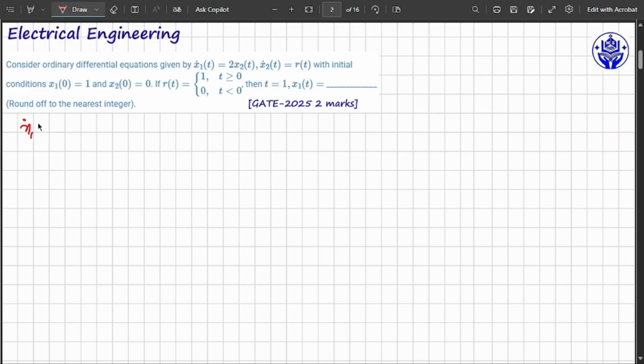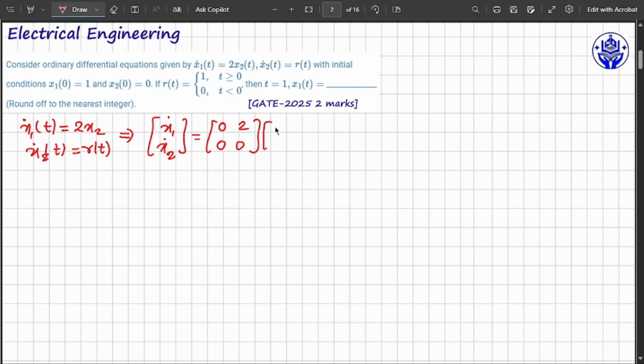So you have x1 dot of t equals 2x2 and x2 dot of t equals r of t. Okay, so this is basically a non-homogeneous system of differential equation. If you formulate it in matrix form, it will be x1 dot, x2 dot, where dot means the derivative. The coefficient of x1 is 0, the coefficient of x2 is 2, and the coefficients of x1 and x2 in the second equation are 0, multiplying x1 and x2. Now the non-homogeneous part in the first differential equation is 0, and in the second one it is 1, that is r of t.